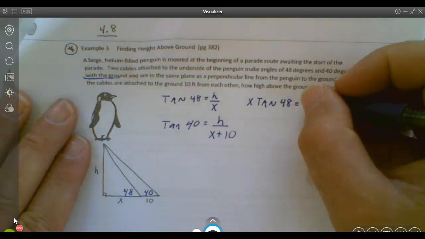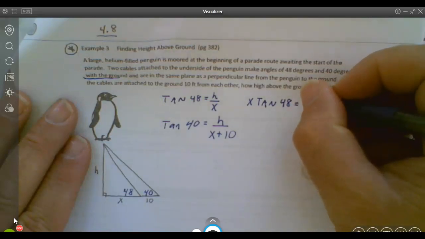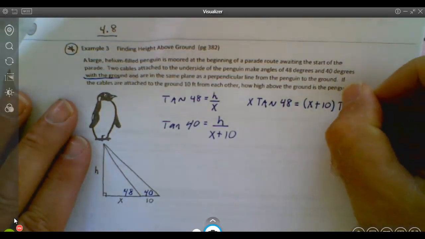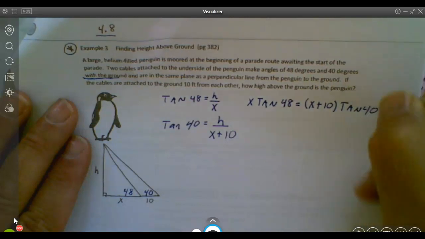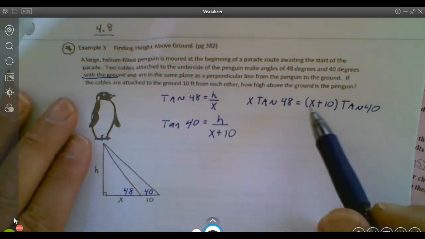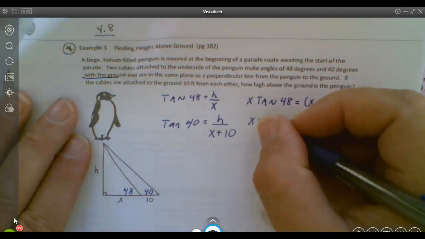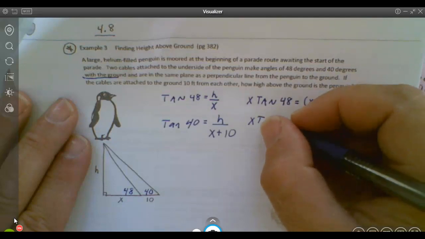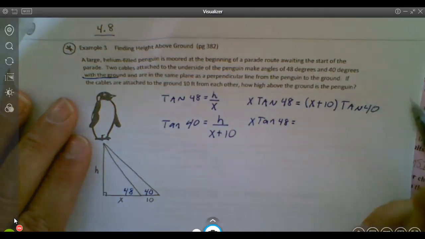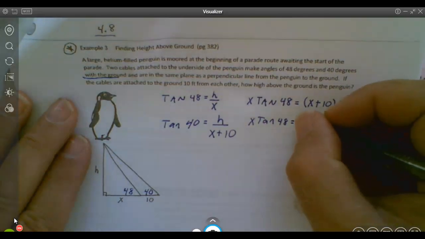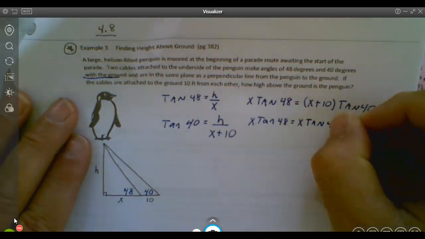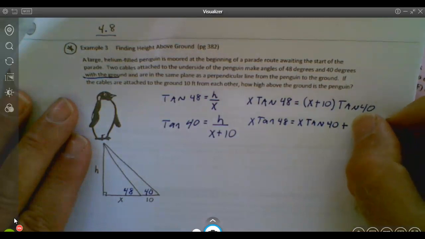So I can set those equal to each other and say x tan 48 equals x plus 10 times tan 40. That puts us right here. We're going to get our x's onto the same side. Before I can do that, I have to distribute. So I have my x tan 48 on the left, and a little distribution over here: I get x tan 40 plus 10 tan 40.